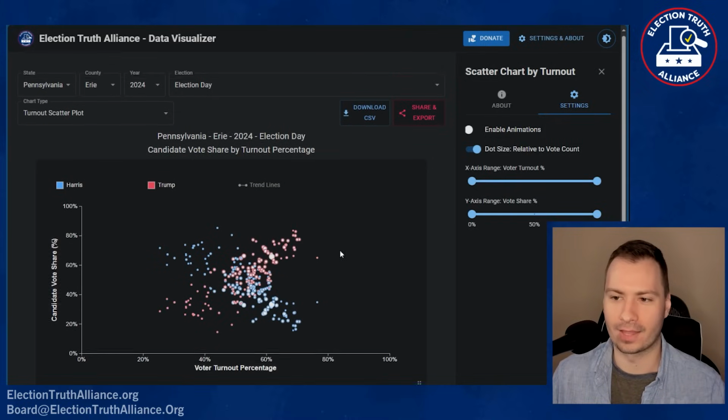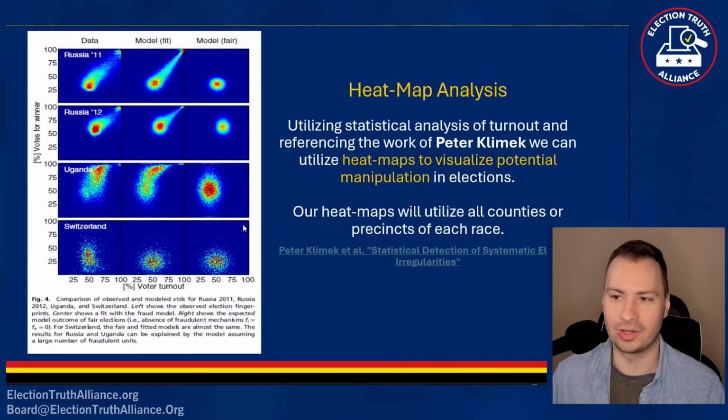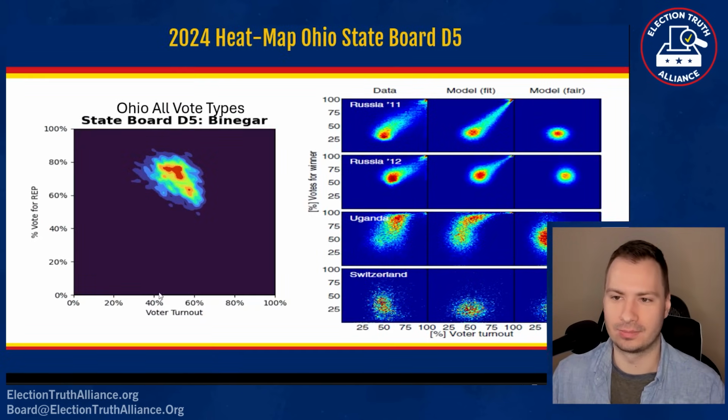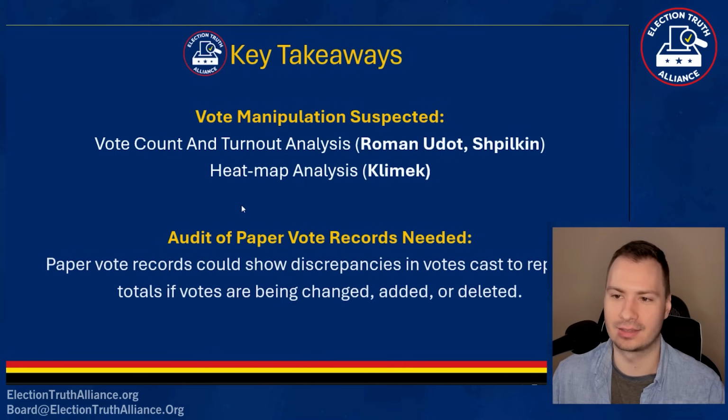So I think that will somewhat conclude our analysis of Iowa. Here is one other thing. If you want to look at the heat maps, we did a state board for Ohio, and we do see that more circular shape as seen by their analysis.